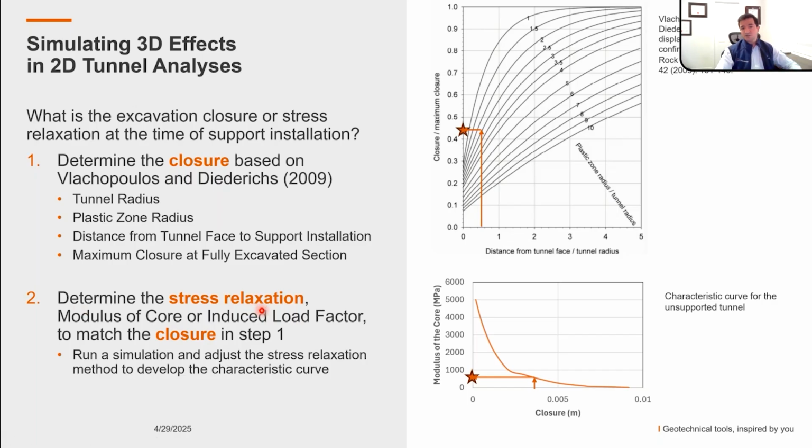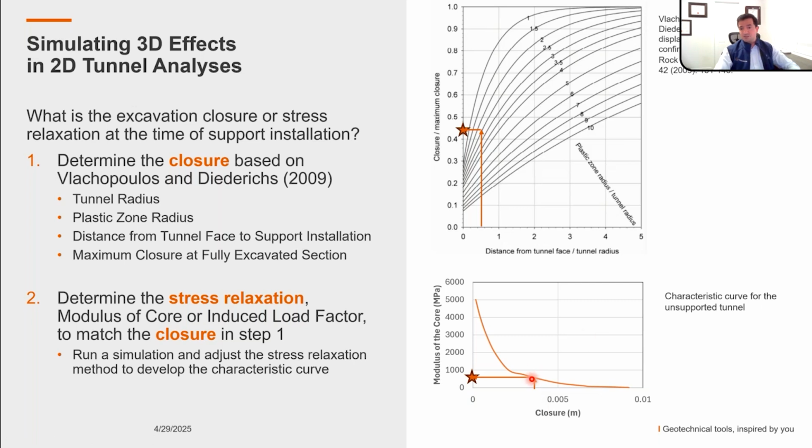You determine the stress relaxation to give you that closure. That stress relaxation is going to be in terms of the modulus of that core opening, or that induced load factor that you're applying to match that closure that you're seeing from that chart. To do that, you run a simulation and adjust that stress relaxation factor, which is, for example, in this case, the modulus of the core. It is adjusted through that simulation, and you find that characteristic curve. So this is the closure that you're calculating in that 2D simulation.